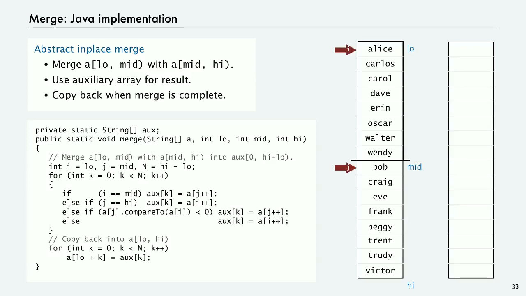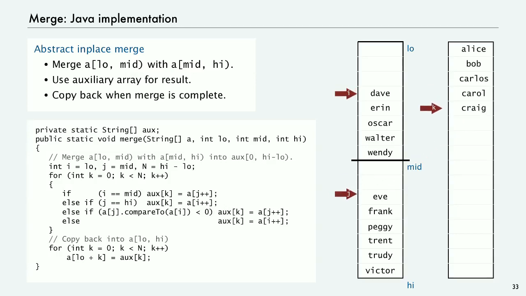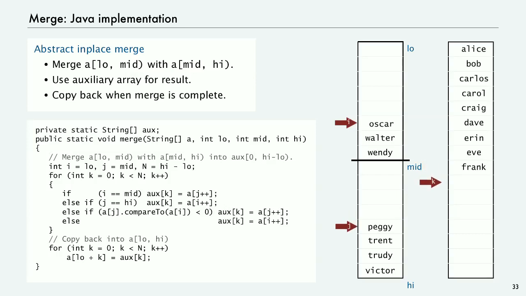So i starts out pointing to Alice, and j starts out pointing to Bob. So Alice is smaller, so we move that one over. And now Bob's smaller, so we move that one over. Each time aux of k gets the next element that belongs there, but all we're doing each time is one comparison, picking the smaller from the two subarrays. So now Eve is smaller, so that's going to go, and Frank is smaller, so that's going to go. And the one that we move, that's the index that we increment. It's quite a simple process, and if you look at this code, you'll understand how it works.